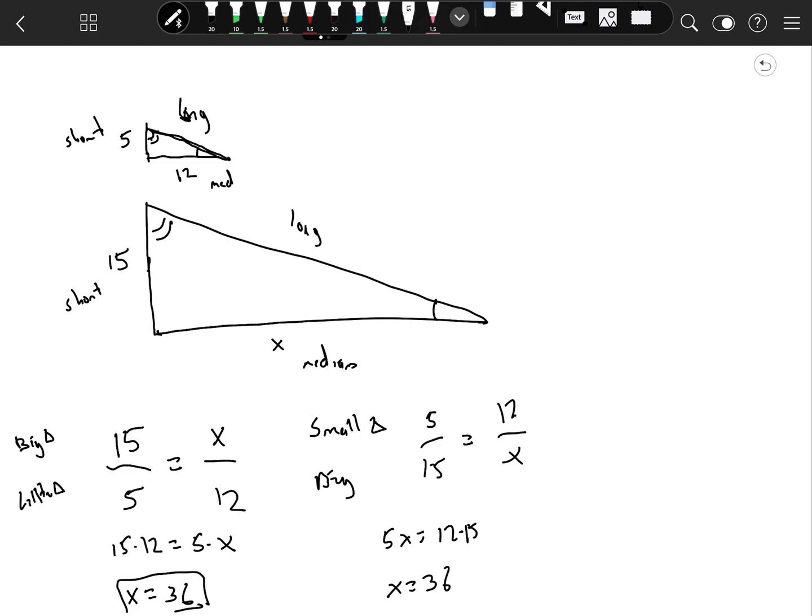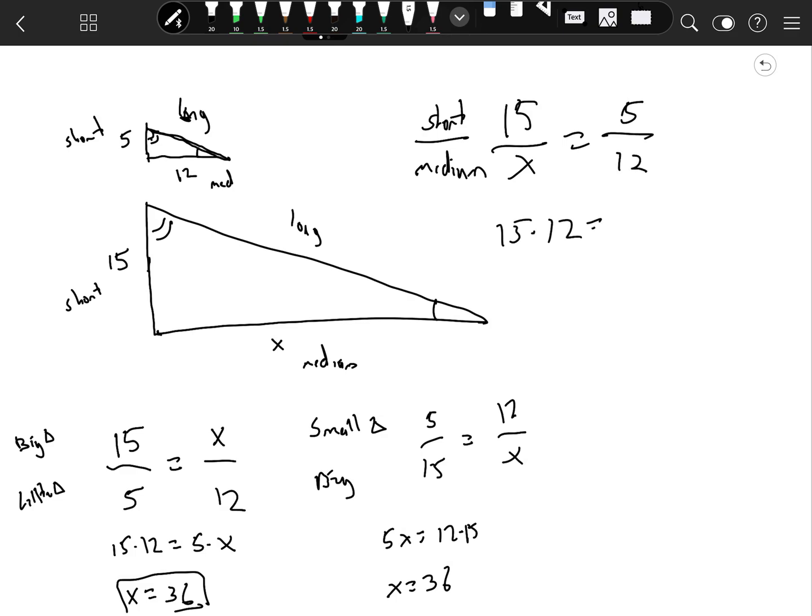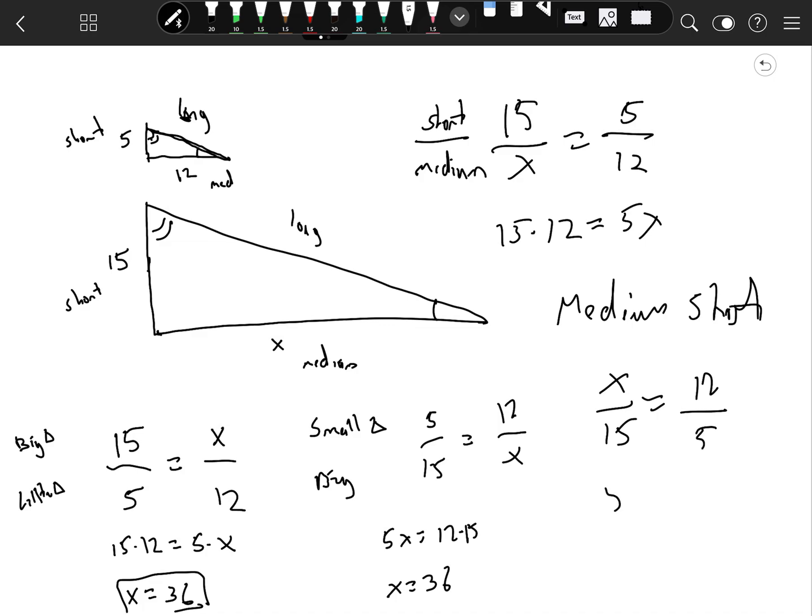Okay, those are your two external ratios. Let's look at some internal ratios. So let's go 15, that's the short side, over the medium side. 15 over x equals, short on the little one is 5 over 12. Cross multiply, we get 15 times 12 equals 5x. Same exact thing as we've been getting. And finally we can go medium over short. And it's just going to take the reciprocal of these. So x over 15 equals 12 over 5. Cross multiply, 5x equals 12 times 15 again.